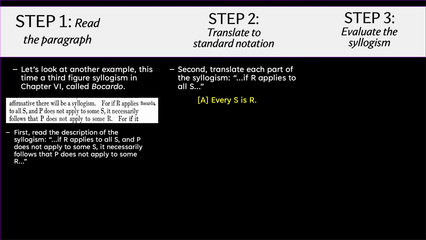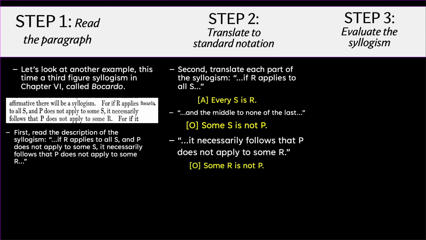Our second step after reading the syllogism is going to be to translate it into ordinary or standard notation. Now, the first part of it, if R applies to all S, can be translated as an A proposition: every S is R. The second part, P does not apply to some S, can be translated as an O proposition: some S is not P. Finally, the last part, it necessarily follows that P does not apply to some R, can be translated as another O proposition: some R is not P. This is our conclusion.